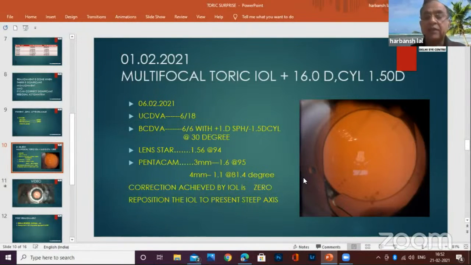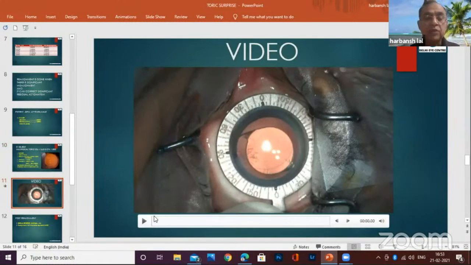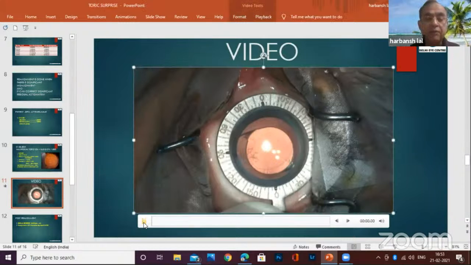I'm emphasizing again and again that you don't really have to go to astigmatismfix.com or ASSORT or any other site, because whatever the steep axis is now, you put the IOL there. Unless your surgically induced astigmatism is too high, you don't have to open the main port incision, just make the side port incision and implant the IOL.